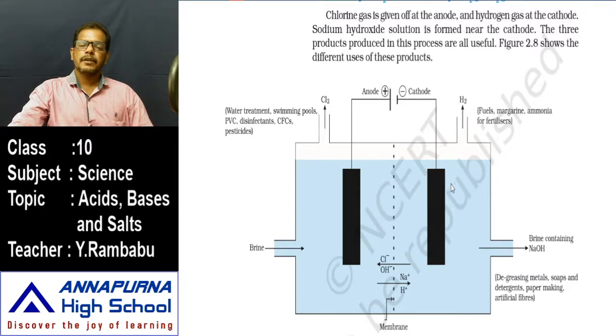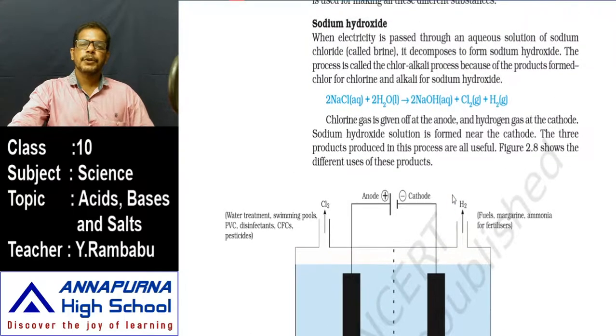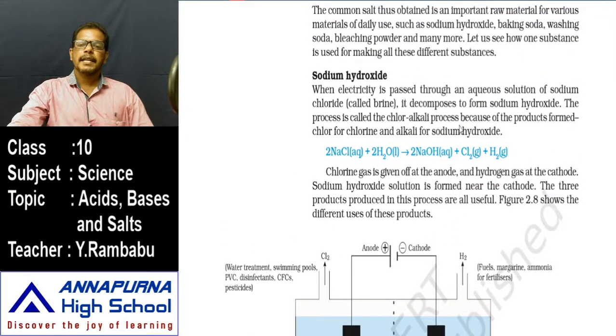What are the products produced in it? Sodium hydroxide, chlorine and hydrogen gas. That's why this process is called the chlor-alkali process. What is the chlor-alkali process? The process of passing electricity through aqueous solution of sodium chloride, called brine solution, to produce sodium hydroxide, chlorine and hydrogen is called the chlor-alkali process.